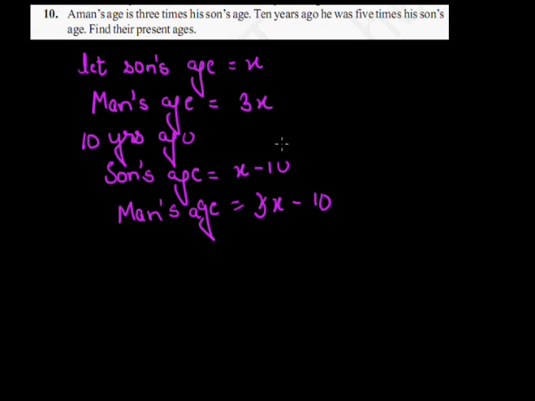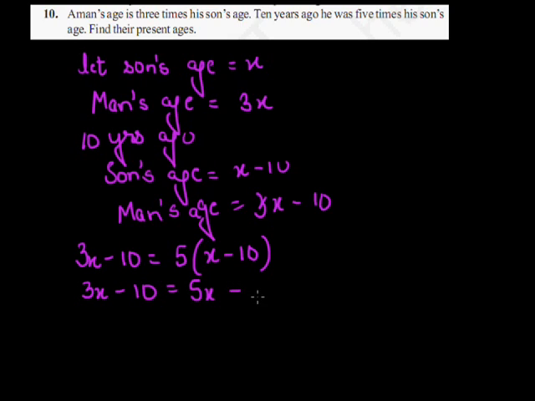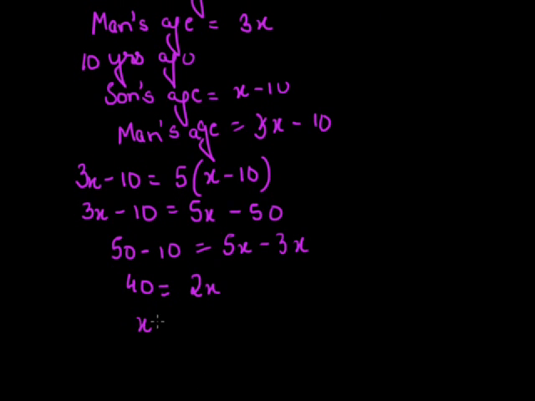Now 10 years ago he was 5 times his son's age, so I can say 3x minus 10 is 5 times the son's age, that is 5 into x minus 10. This is the required equation. Now I can solve the equation. 3x minus 10 is equal to 5x minus 50. Now taking the variables on one side and the constants on the other side, if I take plus 50 here, it will become 50 minus 10, and if I shift 3x to the right hand side, it will become 5x minus 3x. So 40 is equal to 2x. So the value of x will be 40 divided by 2, that is 20.